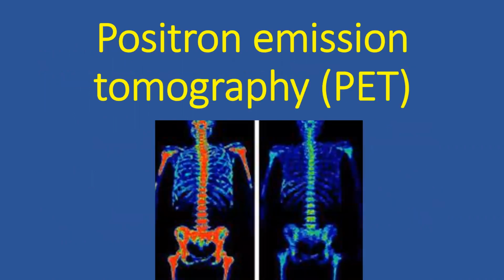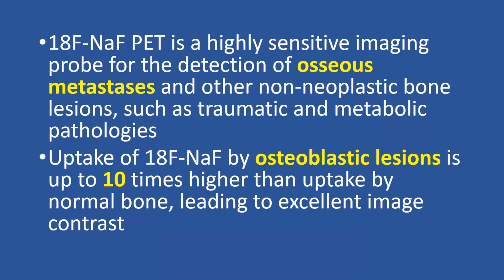What about positron emission tomography? Just to tell you, it uses a fluorodeoxyglucose, which follows the same function of glycogen or glucose as it goes into the tissues. And if you have a tissue which is malignancy, which is active and producing, and it's such an active metabolic activity, it goes into it just like glucose. The 18-fluorine taken by the osteoblastic lesions is up to 10 times higher than the uptake of normal bone, leading to excellent image contrast. It helps in metastasis.